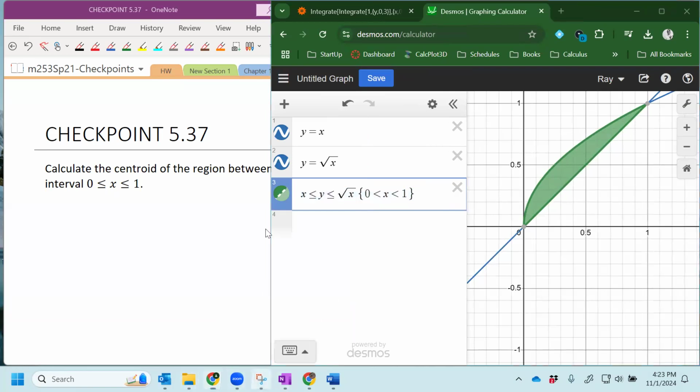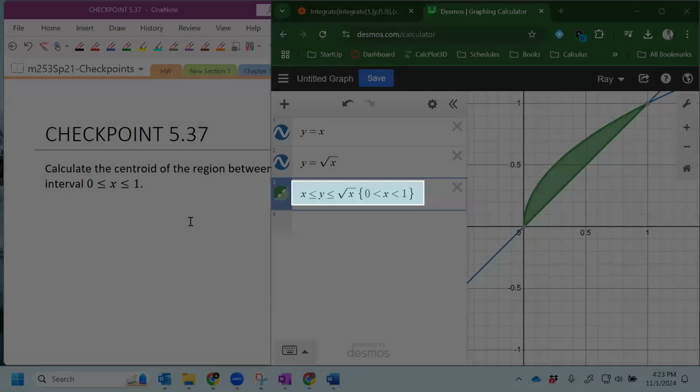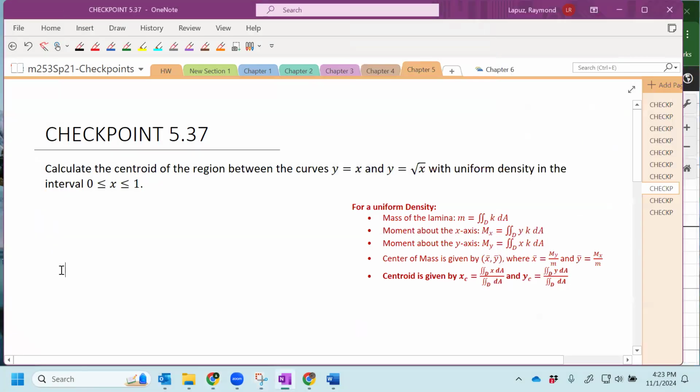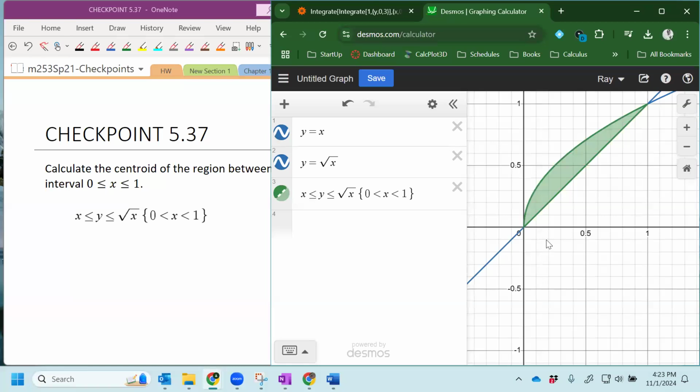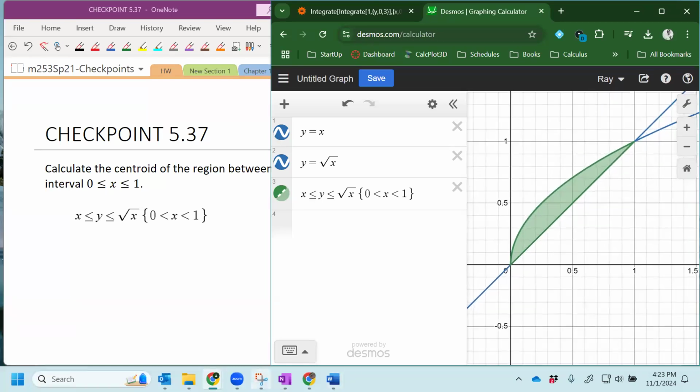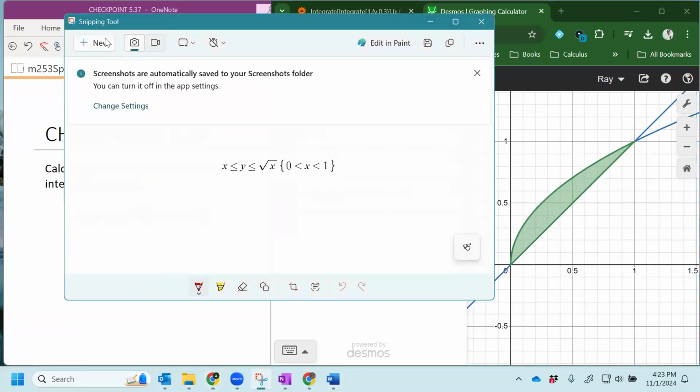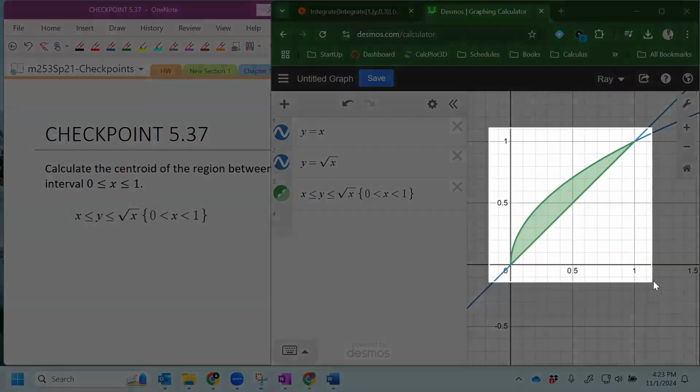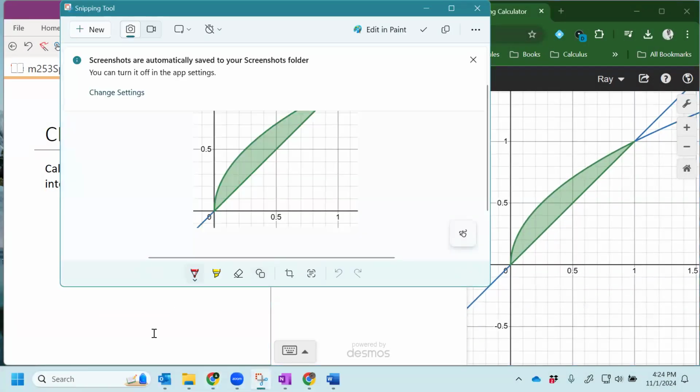Let's just take a quick snapshot of that. It's always good to have these drawings in your work, and I hope you're keeping all your work as you do these problems.